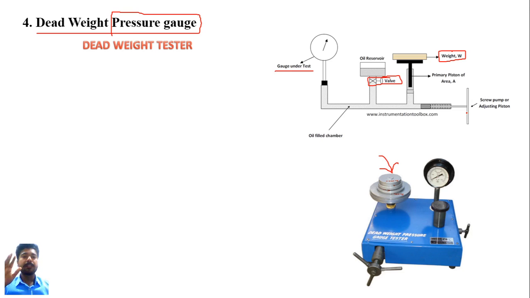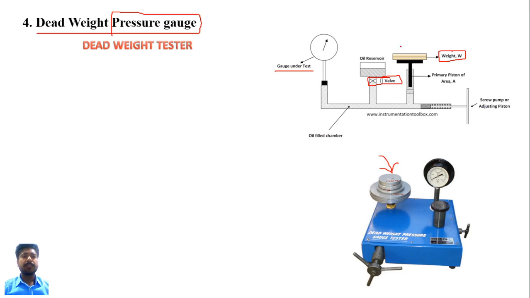Again, I'm repeating the term. Just listen, there is the dead weight pressure gauge. It is used to calibrate any pressure gauge with this device. So how it is used, let's see.